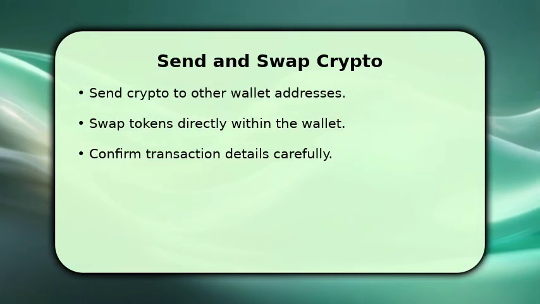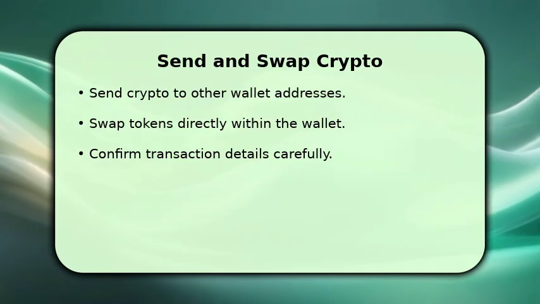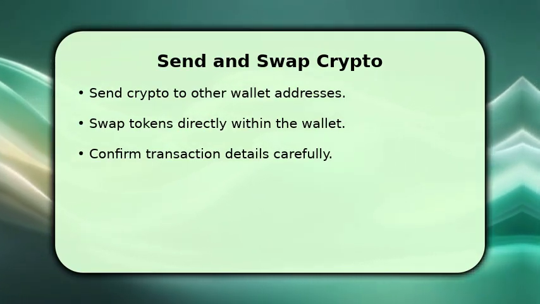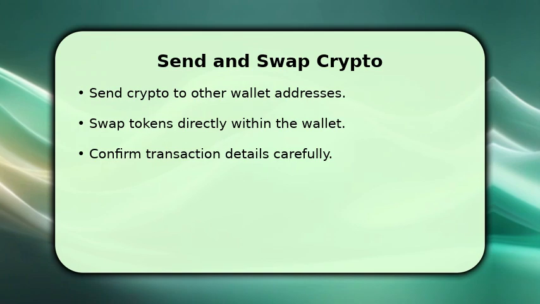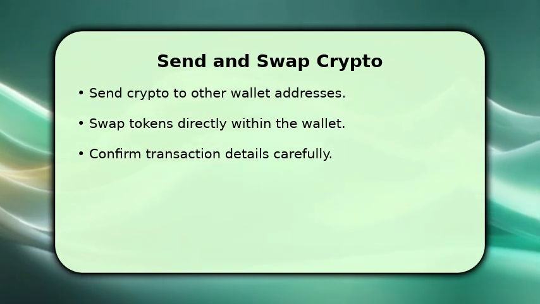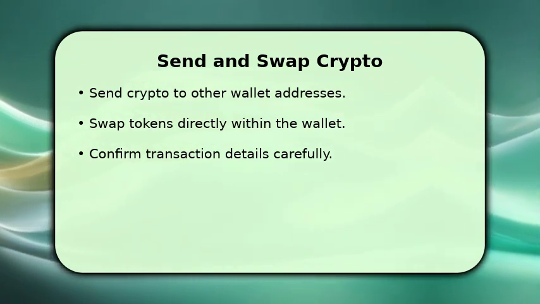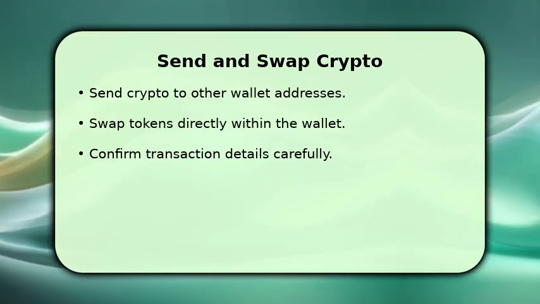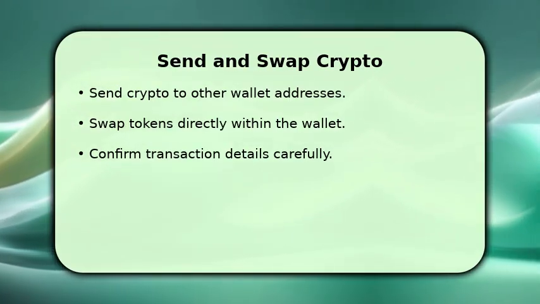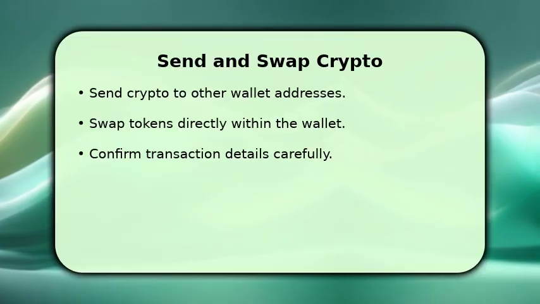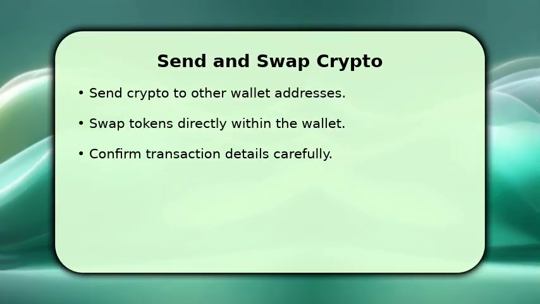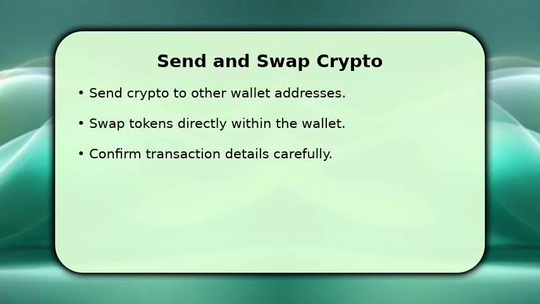Sending and swapping crypto are core functions. To send, simply enter the recipient's wallet address and the amount. For swapping, select the tokens you wish to exchange and confirm the rates. Always double-check all transaction details, including the address and amount, before confirming to prevent any irreversible errors.